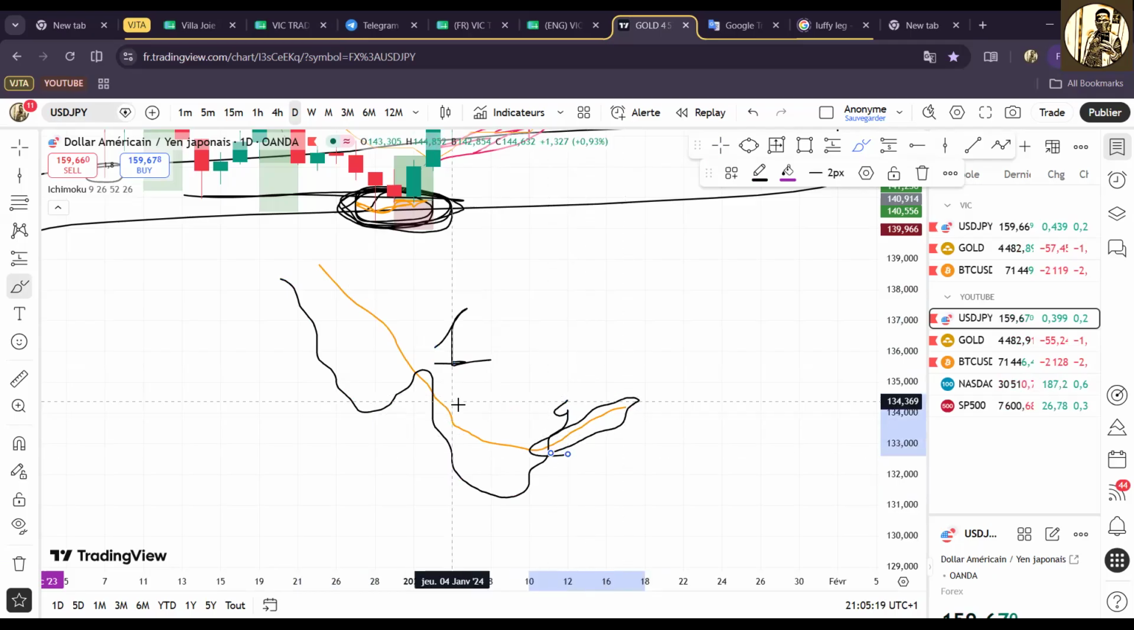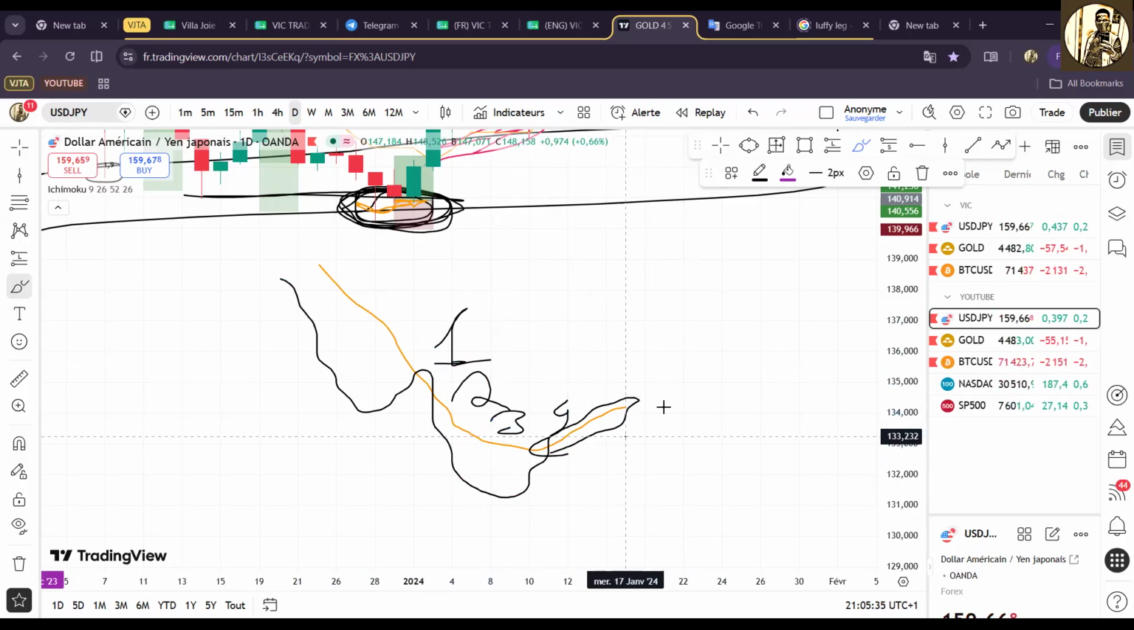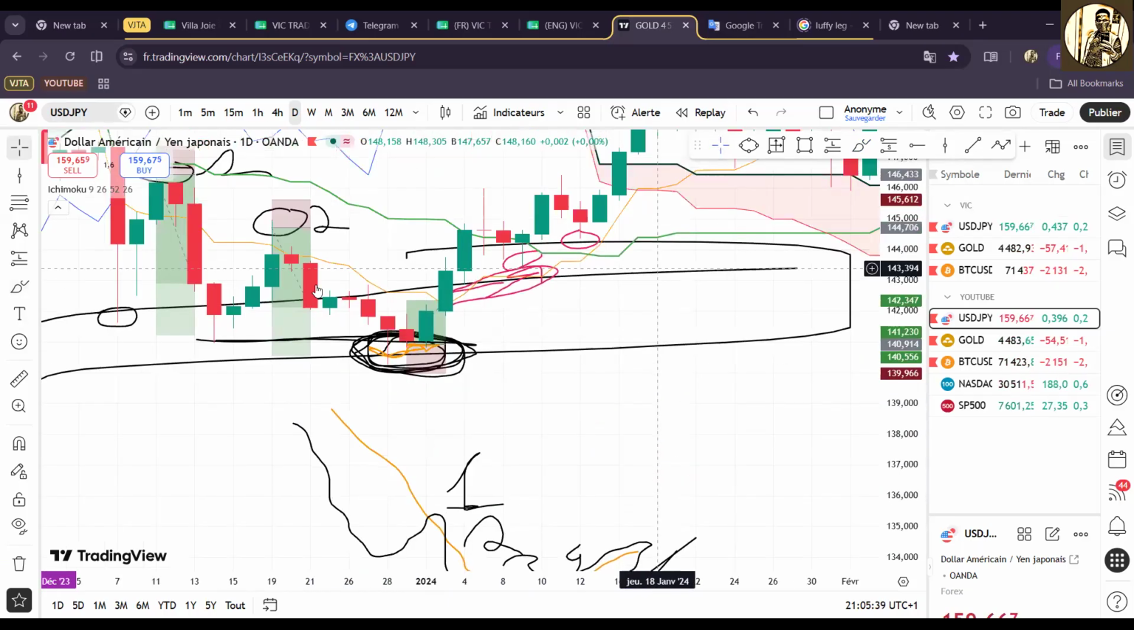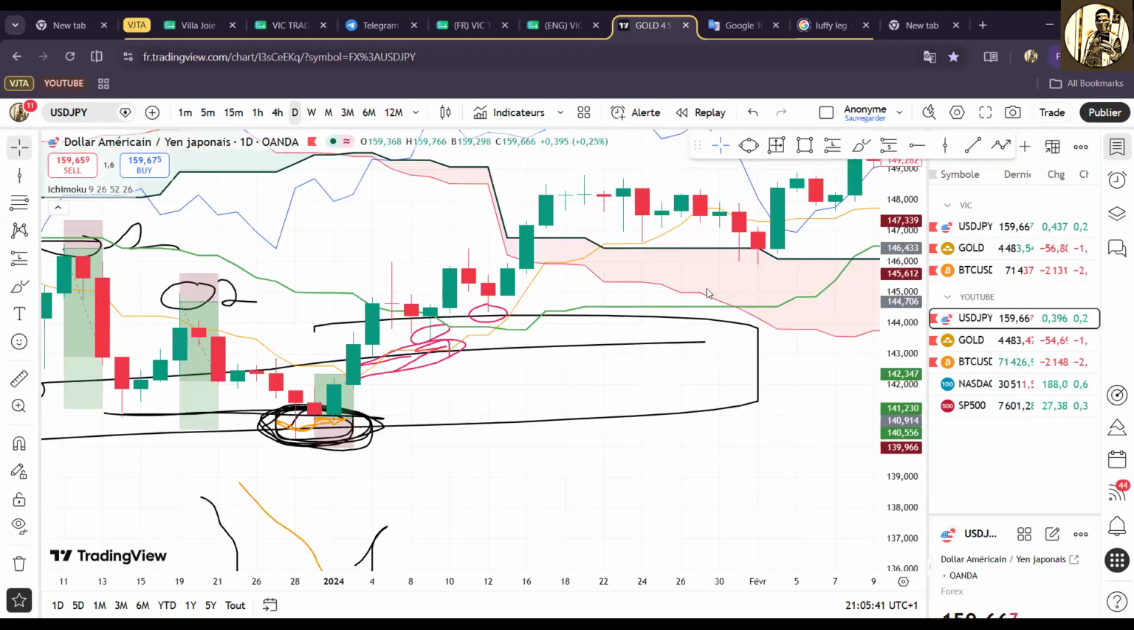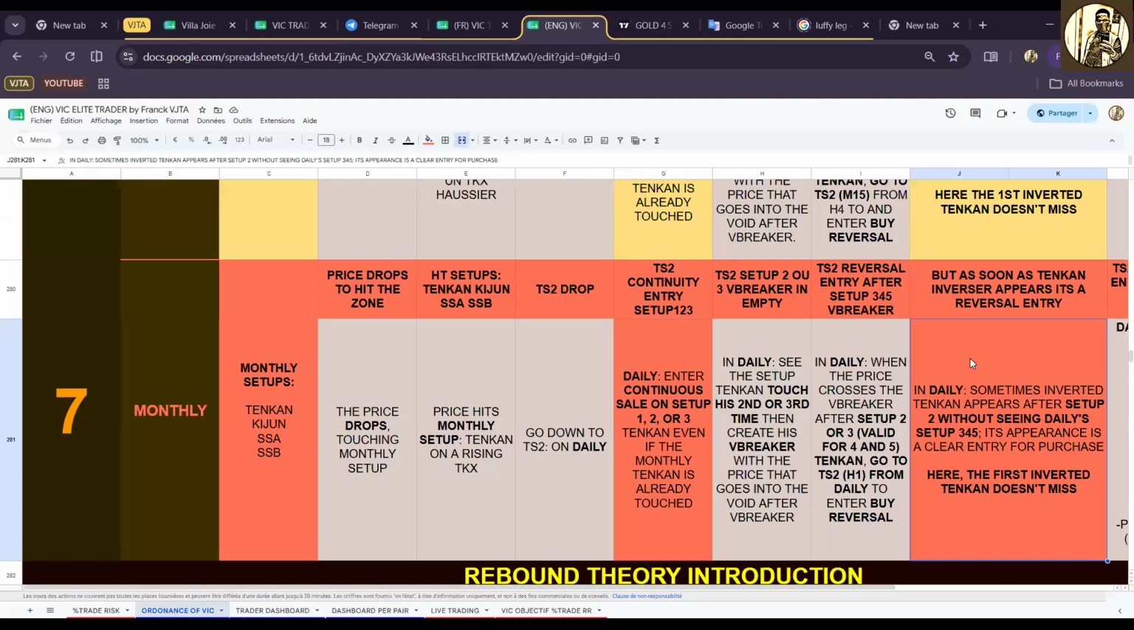Don't start waiting 1, 2, 3 as if you are in primary school and the rule of 1, 2, 3 must be respected all of the time. There are times when it is not respected. So what commands in the hierarchy of decision when you see Tenkan inverted to the upside? Tenkan inverted to the upside has more weight, more power than the 1, 2, 3 setup. That's what I mean here.